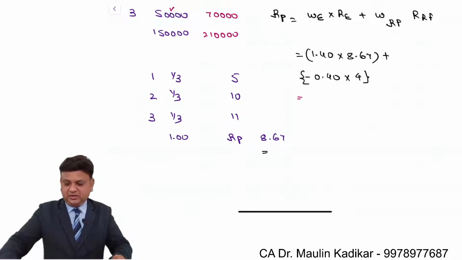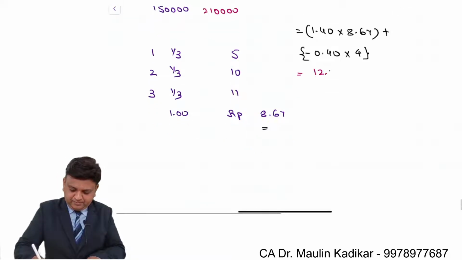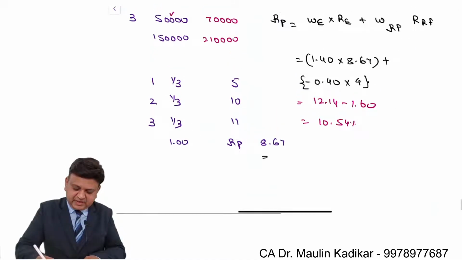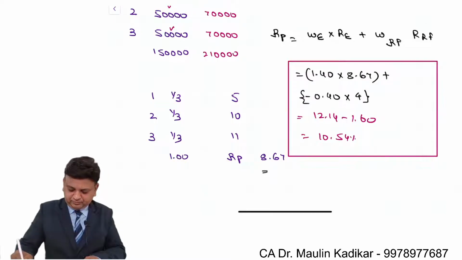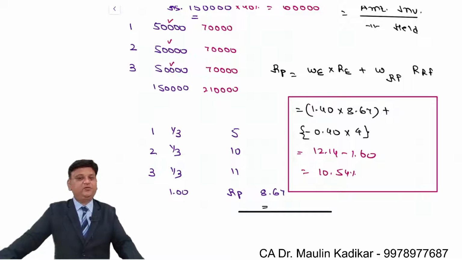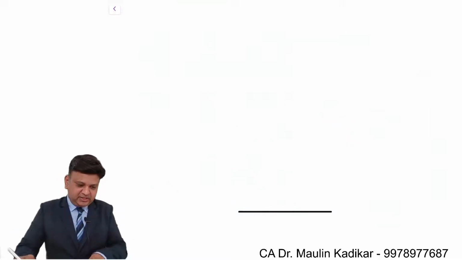So use your calculator. 8.67 into 1.4 comes to 12.14, minus 1.6, that comes to 10.54. This is the way we make the computation of the return of the portfolio, if the portfolio is financed with 40% margin. So write down the answer of the question.